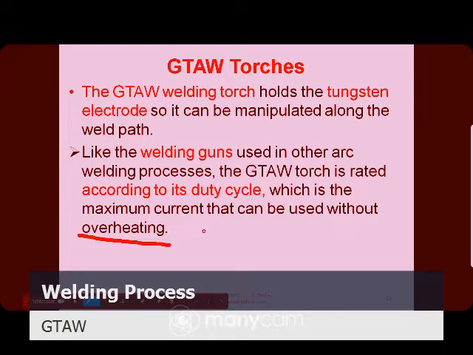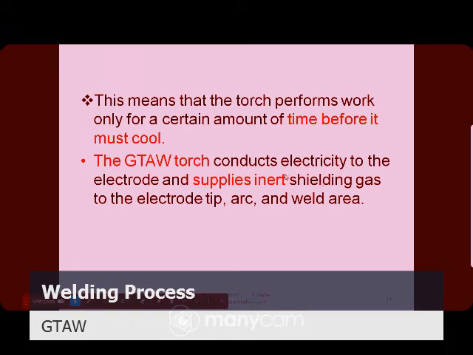Maybe we can use a 70% duty cycle. When you say 70%, at what amperage, at what current? So it is very important to understand the duty cycle. It must depend on the duty cycle of the gas tungsten arc welding machines. This means that the torch performs work only for a certain amount of time before it must be cooled.